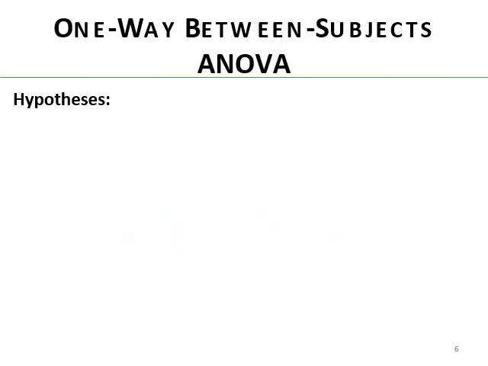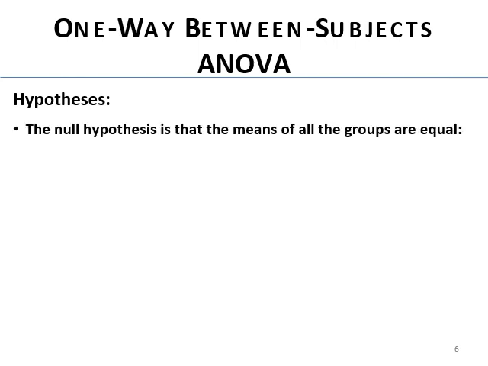So the hypotheses for between subjects ANOVA are particularly easy. I think you'll like this. So the null hypothesis is always that the means of all the groups are equal. So if it's 3 groups, they're all equal. If it's 4 groups, they're all equal. It's always mean of 1 equals mean of 2 equals mean of 3 equals ... x of n, by the way, just means keep going.